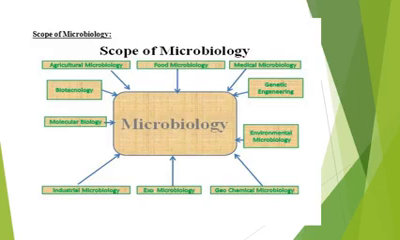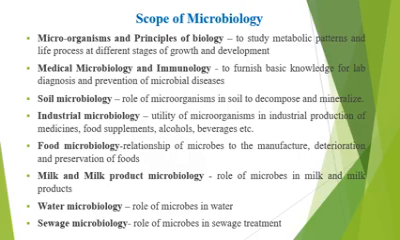If we start, you can see in the slide, we have microorganisms and principles of biology. Now, what exactly is this? Here we study the metabolic patterns and the life processes of microorganisms and the different stages of their growth and development. Here we get to know about the various principles of biology and their characteristics and the role they play, the biological phenomenon. Next is medical microbiology and immunology. This throws light on the basic knowledge of the lab diagnosis we do and the prevention of microbial diseases.